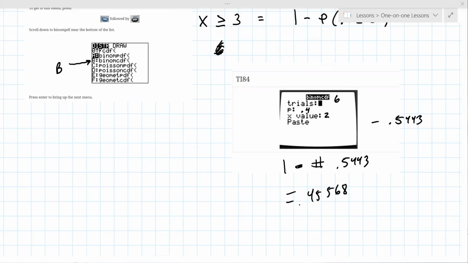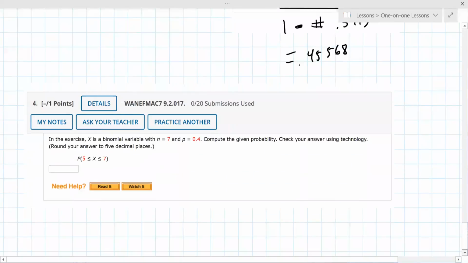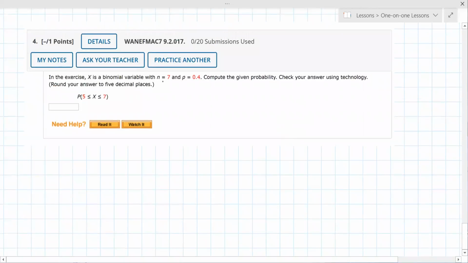So number 4. All right, so in this question, it tells you that n is 7 and p is 0.4, and it wants the probability that x is between 5 and 7. So what this really means is x could equal 5, x could equal 6, or x could equal 7.